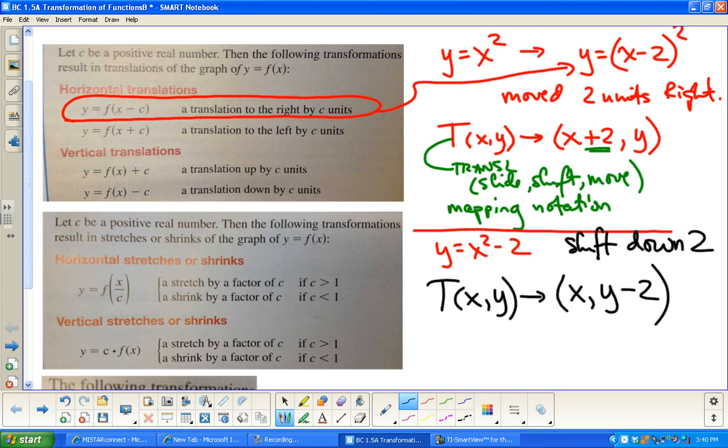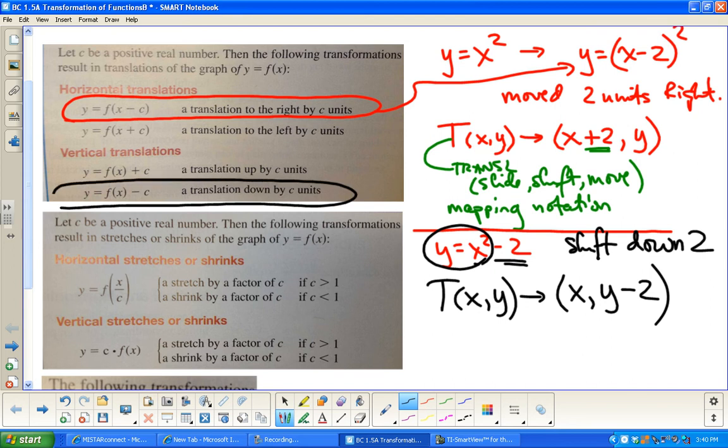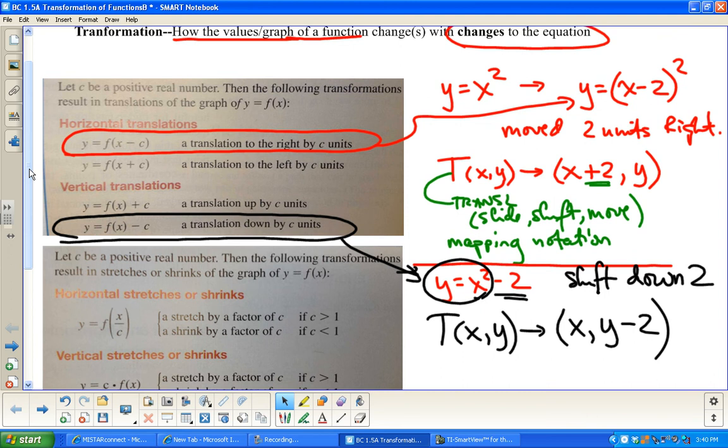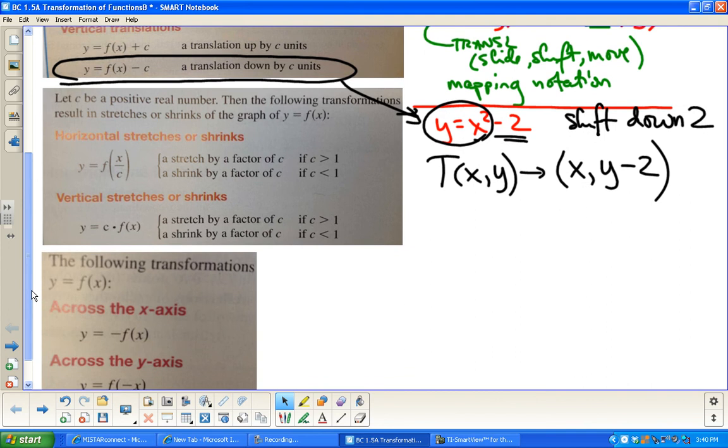Okay. So notice this was the y equals f of x. This was the original function, and then there was something subtracted over here. And there it is. Okay. Now, what I'd like to do is make a generalization about this. Okay. So here we go, and then I'll come back to the stretches and shrinks and flips and all that kind of stuff afterwards. Okay.